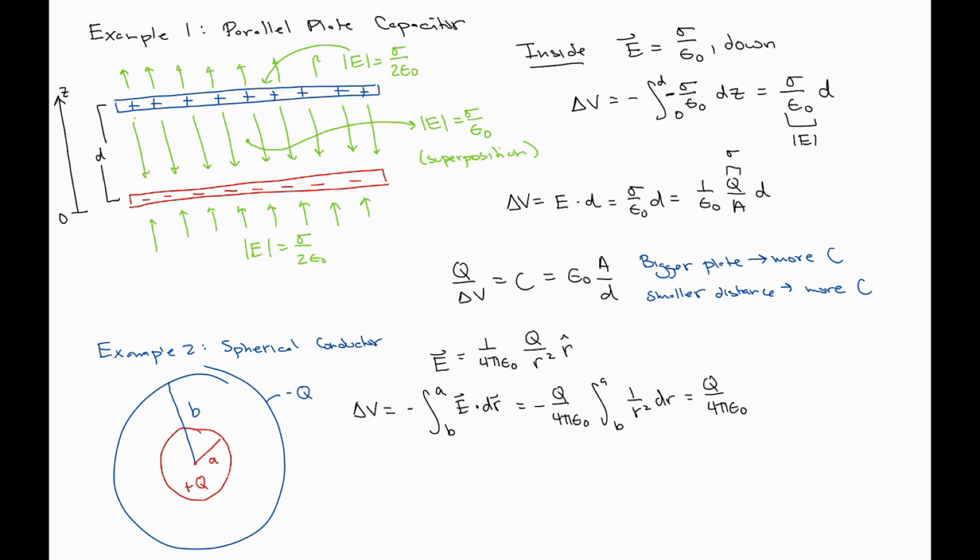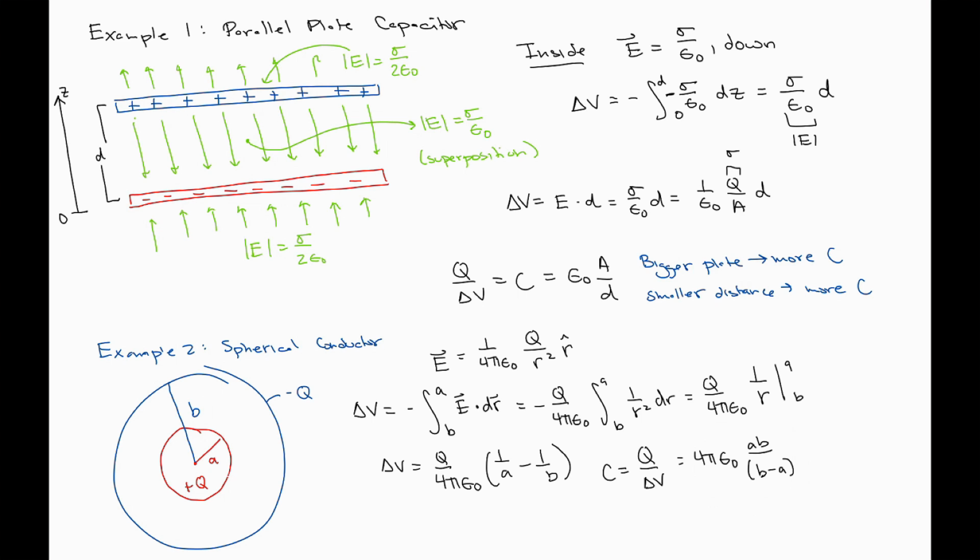I'm going to get another negative, and this is going to be 1 over r from A to B. So I get that my difference in potential is Q over 4 pi epsilon naught, 1 over A minus 1 over B. And if I did a little bit of extra math, I can figure out that the capacitance is equal to Q divided by delta V, and that's going to be 4 pi epsilon naught A times B divided by B minus A. That's a little bit more complicated than what I had before in terms of understanding how the potential changes when I change the radius of my two spheres, okay?